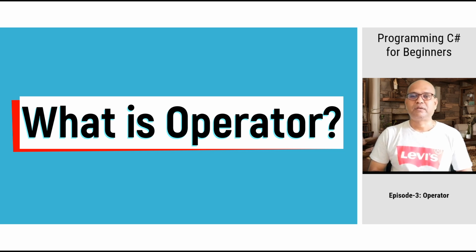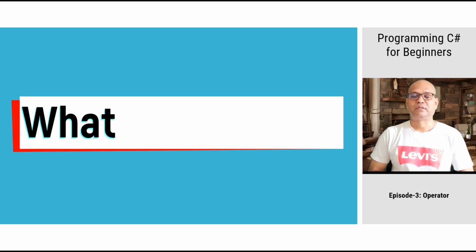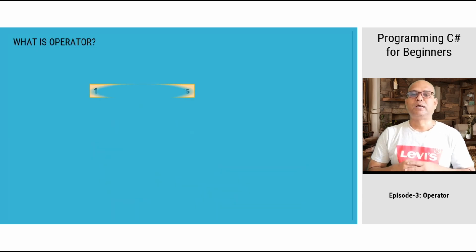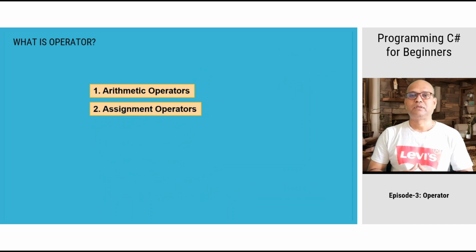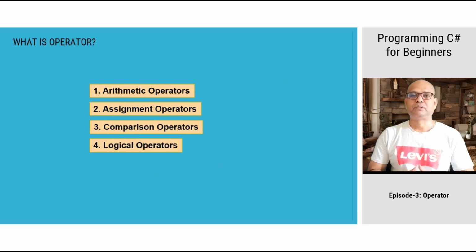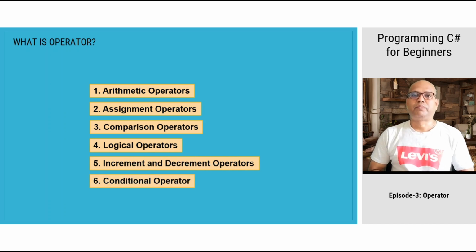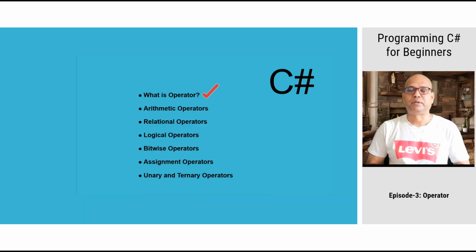In C#, operators are special symbols that perform operations on values and variables. They act as instructions for the compiler, telling it how to manipulate data and control program flow. Here are some common types of operators in C#: arithmetic operators, assignment operators, comparison operators, logical operators, increment and decrement operators, conditional operators, bitwise operators. Let's discuss each operator briefly.